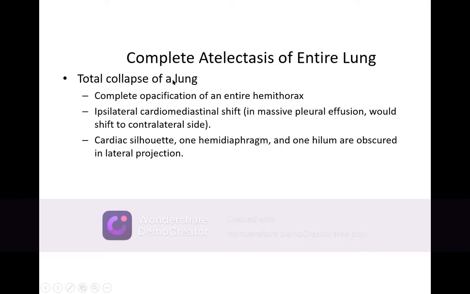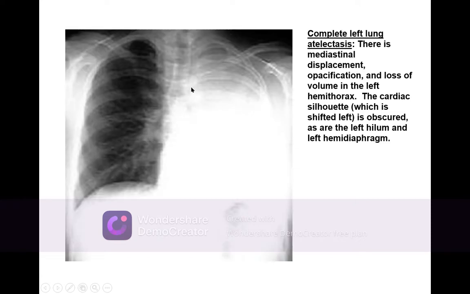Complete atelectasis, total collapse of the lung, may be called the opaque hemithorax. It is a differential diagnosis of the opaque hemithorax. One is this, one is lobar pneumonia, third will be fibrotic lung, and massive pleural effusion. These are the most common etiologies of the opacity of the right hemithorax, total opacity.